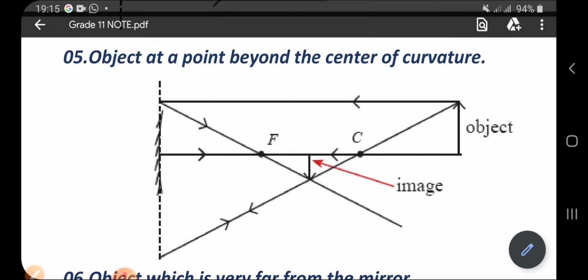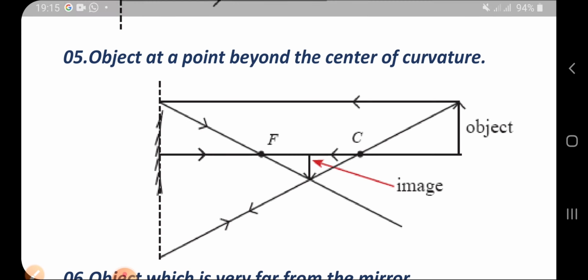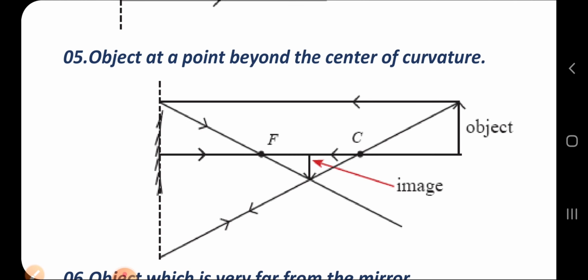And if you see, the orientation is different, right? That means this image is upside down, so we call it an inverted image, inverted diminished image. The image is formed in front of the mirror, so this is a real image. So if you are asked to write the features, you have to write those as diminished image, inverted image, and a real image.